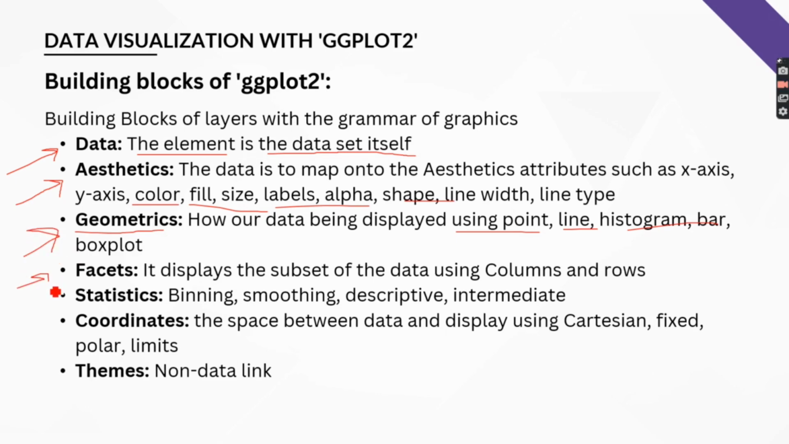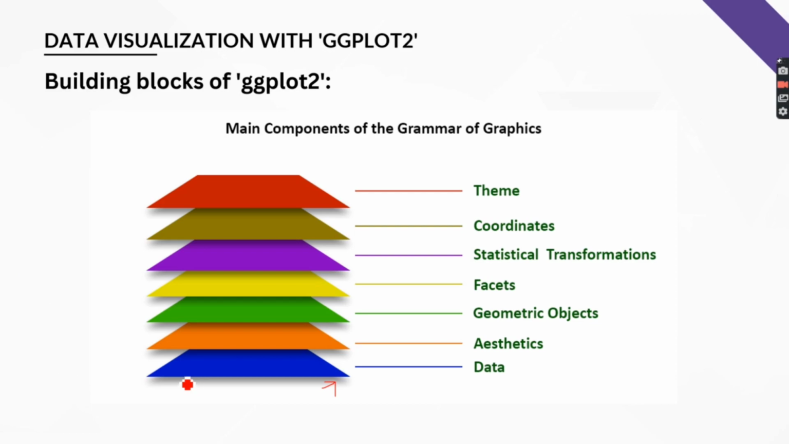Then we have something called facets, we have statistics, we have coordinates, we have themes. Now this is in the same manner. First we have data. We define the data we want, the imported or already present data that we want to work with. Then we tell it aesthetics, like how x and y axis are going to work, what they are going to be called. Then we have geometric objects that actually define how our data is going to look, how we will visualize it.